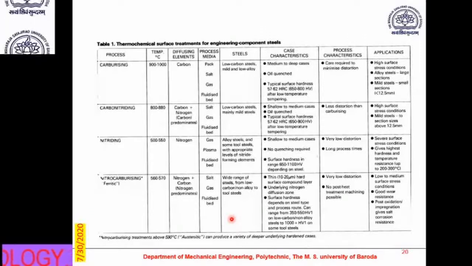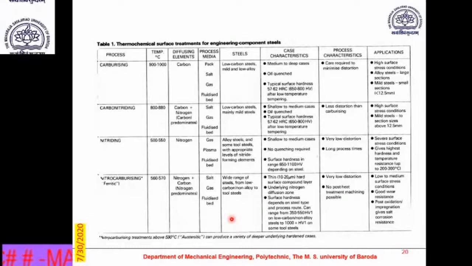Which type of steels can be treated? Low carbon steel, mild carbon steel, and low alloy steel. Case characteristics: medium to deep case. Oil quenching is done. Typical surface hardness is 650 to 850 HV, Vickers test, after tempering. So there is a disadvantage that tempering is required after completing the process. What are the process characteristics? Care is required to minimize distortion, and you have applications.